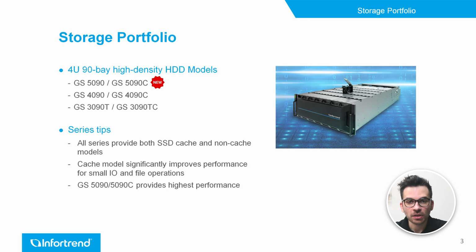Previously, we've had GS 3000 and 4000 models in our high-density range, but now we are adding our GS 5000 model here as well. Important thing to mention here is that we have a C version of our high-density models, where we have separate slots dedicated to hosting NVMe drives that will be used as SSD cache for the whole system. In case of a 90-bay system, there will be 4 dedicated slots for these drives. We will talk about this function in more detail a bit later down the line.